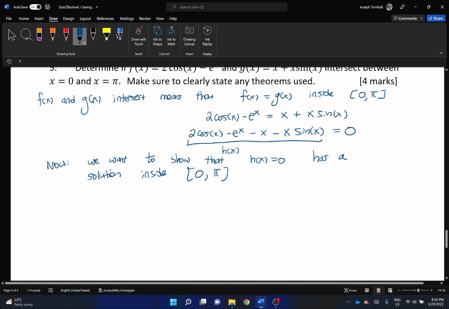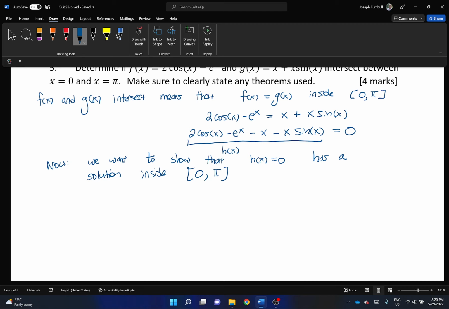To do that, we're going to use the intermediate value theorem. Every component of this expression is continuous: the trig function, the exponential, the trig times the polynomial, as well as the polynomial term all by itself. They're all continuous pieces. String them together, it's still continuous.